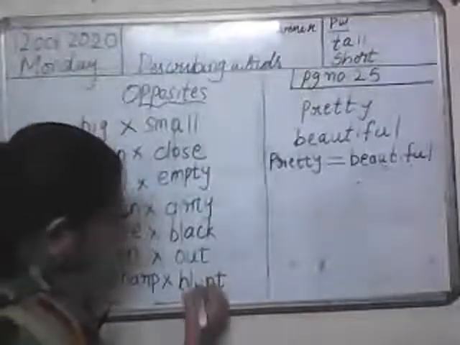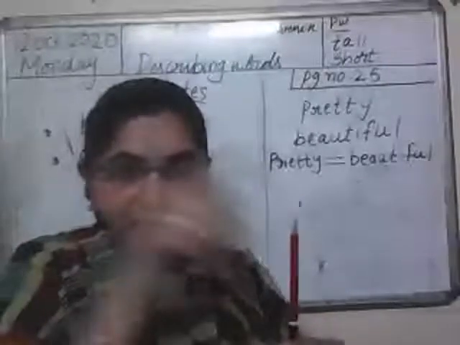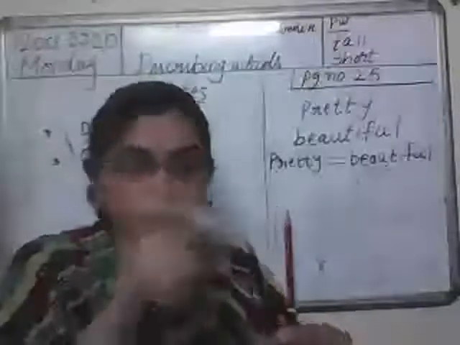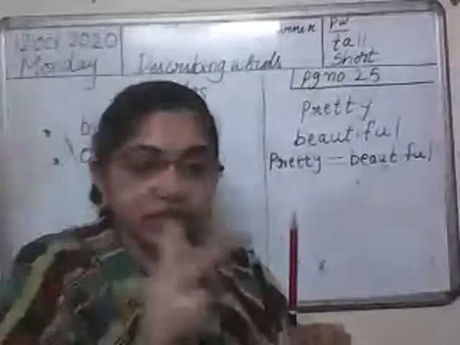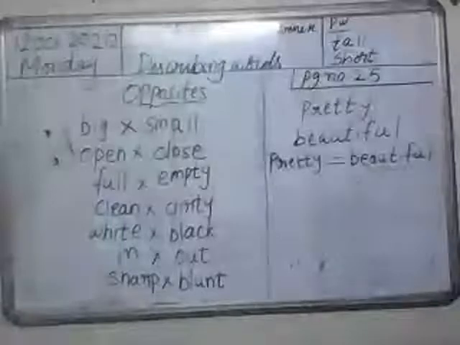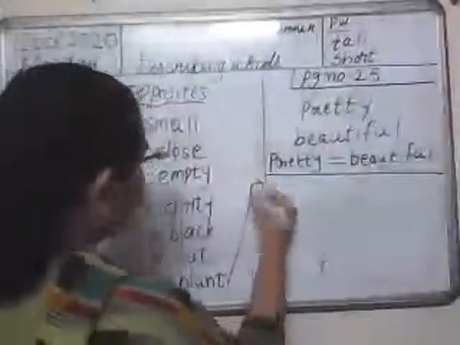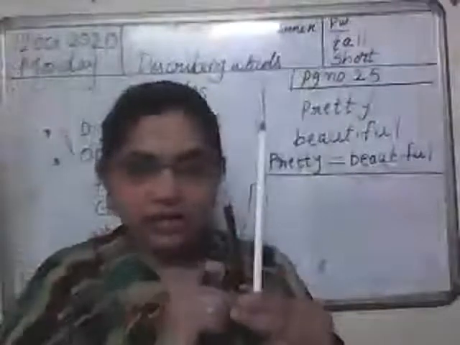B-L-U-N-T, blunt. So this is sharp and this is blunt. Look at this surface. The edges are very sharp. And this is blunt. Sharp and blunt. Now let's come to the other one. After this, I'm writing here. Look at these two and tell me.